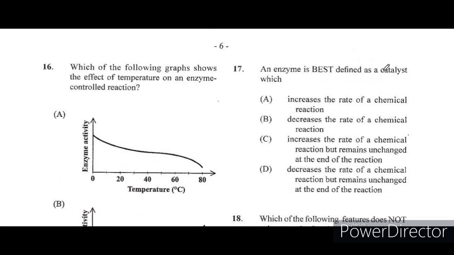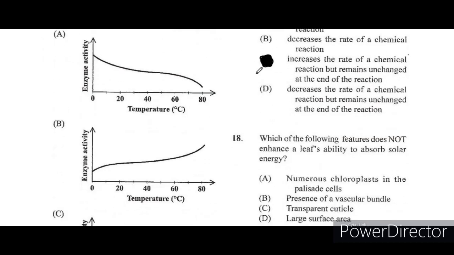An enzyme is best defined as a catalyst which increases the rate of a chemical reaction, decreases the rate of a chemical reaction, increases the rate of a chemical reaction but remains unchanged at the end of the reaction, or decreases the rate of a chemical reaction but remains unchanged at the end. C increases the rate of the chemical reaction, even though it doesn't always. And it remains unchanged. We didn't choose A because it said best. So, give the full info.